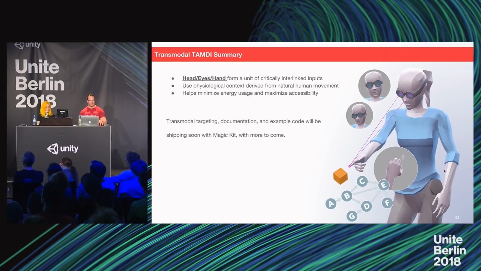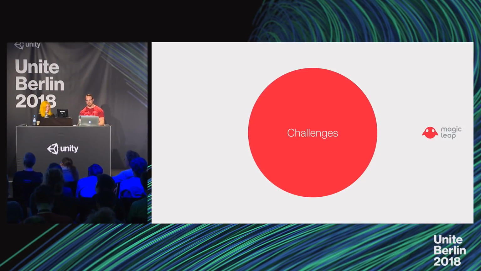So we are bundling up a lot of this transmodal targeting, including initial documentation and example code, and that will also be shipping with MagicKit, with a lot more to come, including the entire rest of the TAMD circle, and also a lot more debugging inputs and a lot more built-in pose manager systems, so that again it's easier to sort of wrap up. So a few final notes.